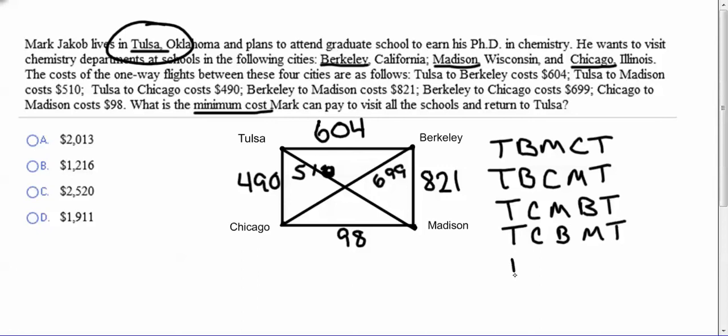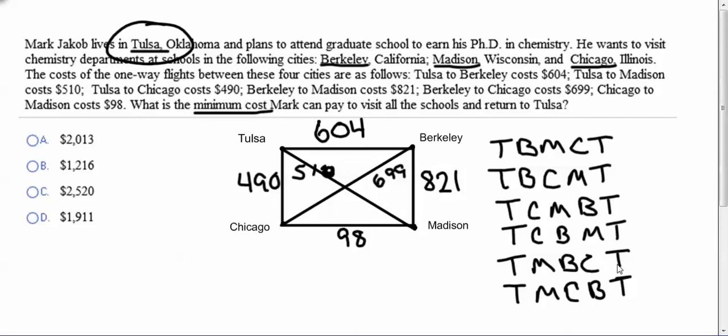Another one is Tulsa, then next to Madison, to Berkeley, to Chicago, to Tulsa. And you could draw these on your graph if you want to. And then Tulsa to Madison, to Chicago, to Berkeley, to Tulsa.